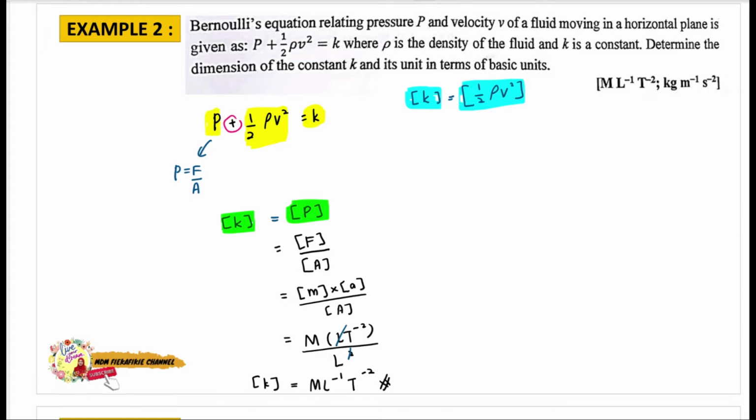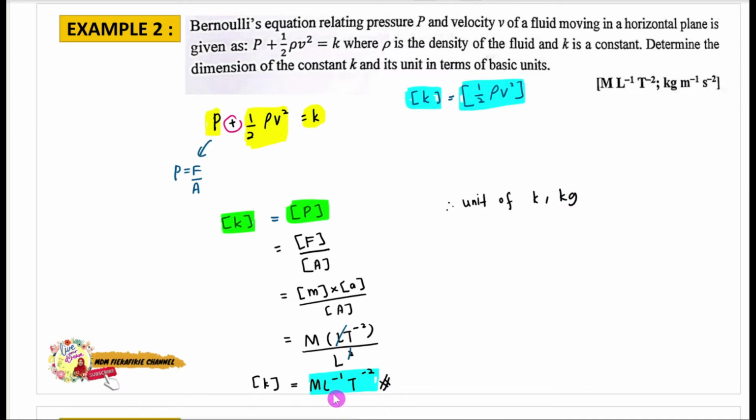Okay, so we're done, and we also get the dimension for K. So what about its unit? Therefore, the unit of the constant K, we know the dimension is capital M, so the unit is kg. Capital M stands for the dimension of mass, kg. You look here, M, capital M, so its unit is kg.